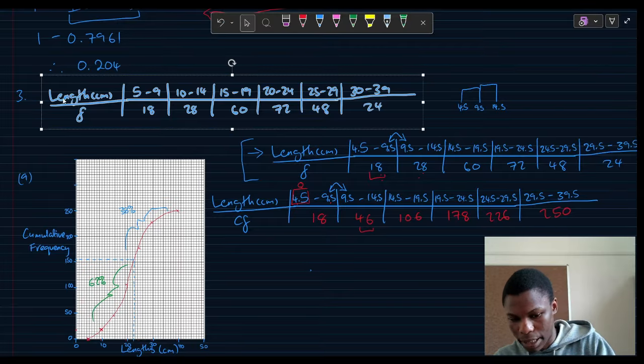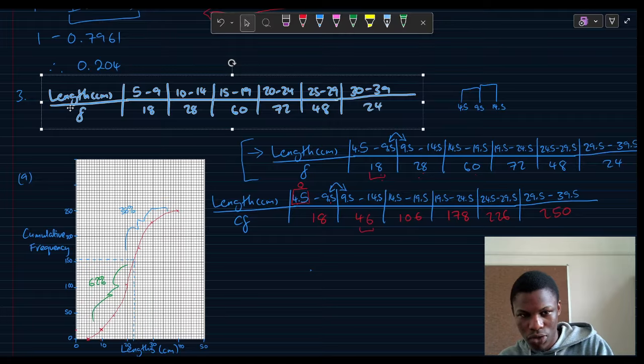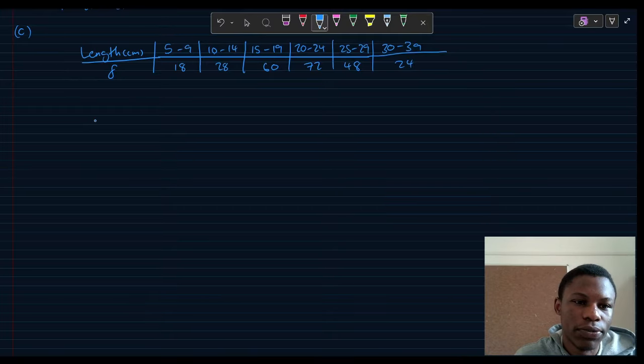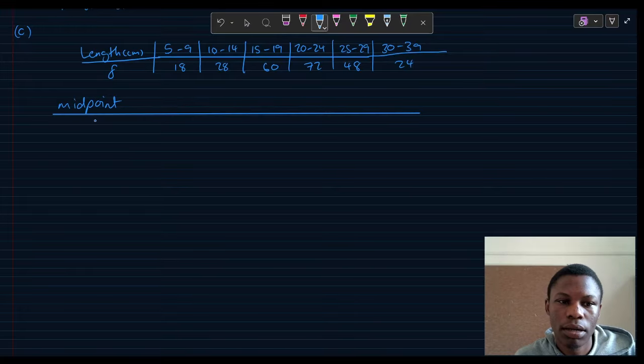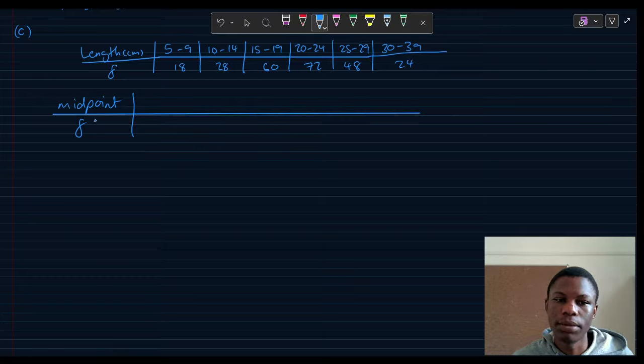We want to take each class and find the midpoint of each class. The midpoint of each class will be representative of that class. So we'll use the midpoint of each class to help us then calculate the mean length.